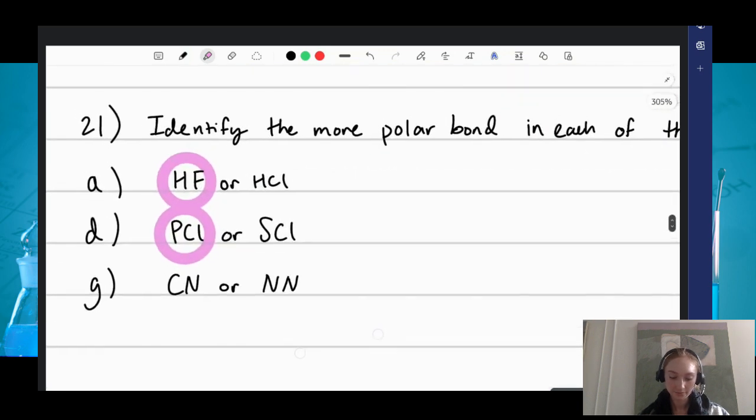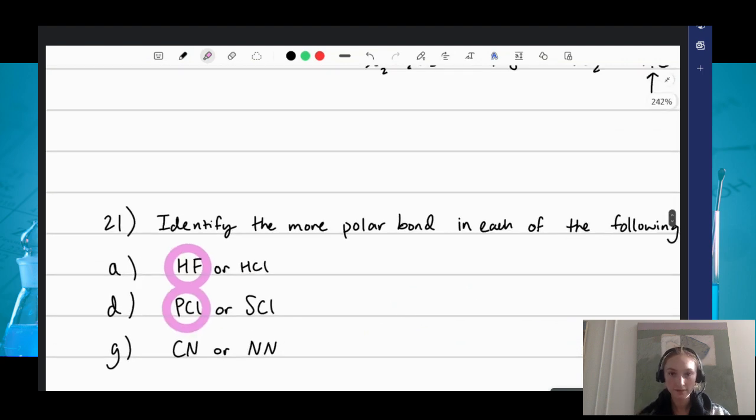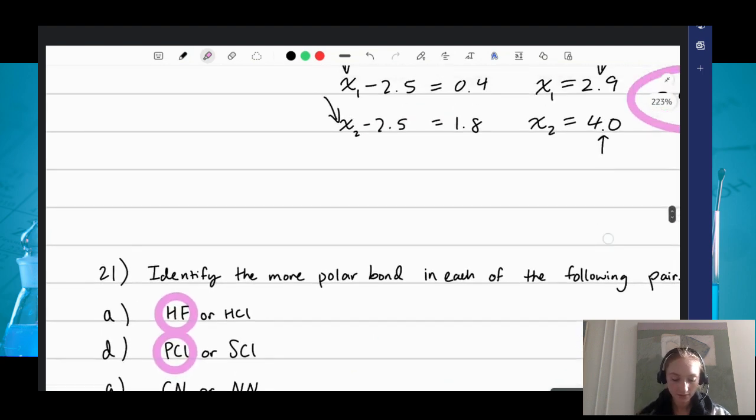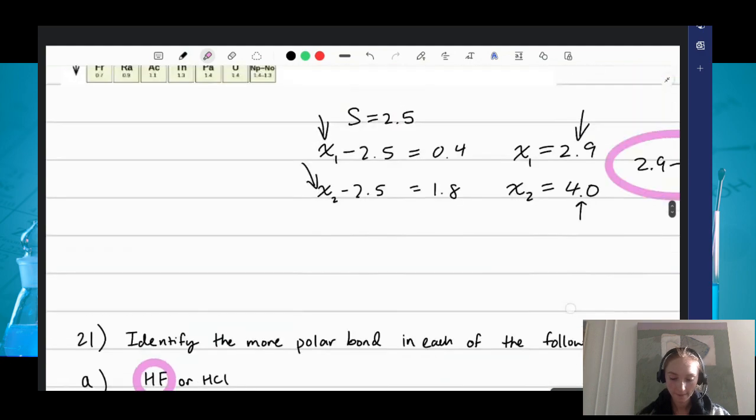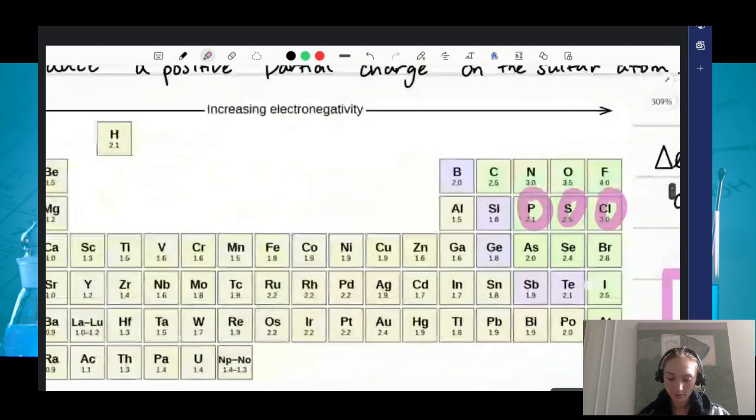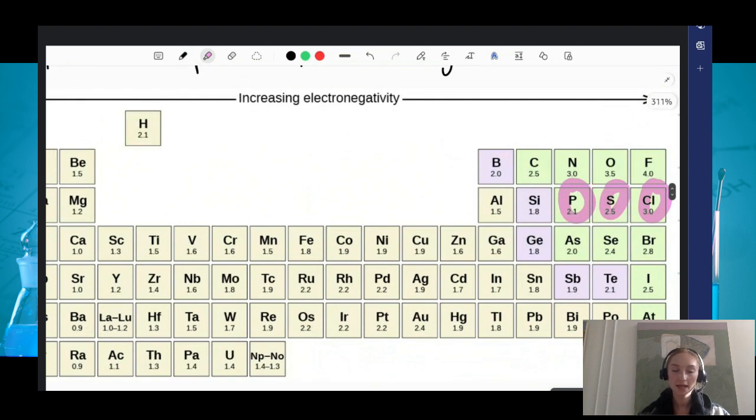Awesome. So sorry, not ionic, covalent. Sorry about that. Yeah, so let's go on to 21G. So 21G, say it's CN and NN, so it's going to be carbon and nitrogen, or nitrogen with itself. And so nitrogen with itself is going to be 0. So the electronegativity, nitrogen minus nitrogen, 3 minus 3 is 0.